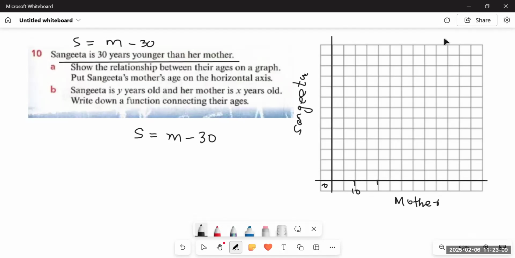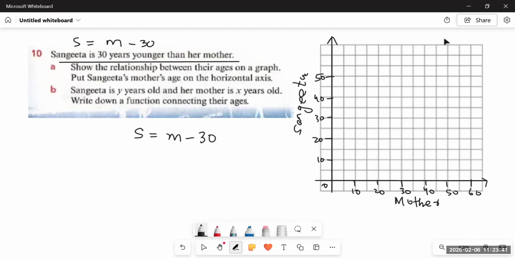10, 20, 30, 40, 50, 60, right? And for Sangeeta, we are going to take the same difference, that is 10, 20, 30, 40, and 50, and so on, right? This is the y-axis and this is the x-axis. Now, how are we going to start?